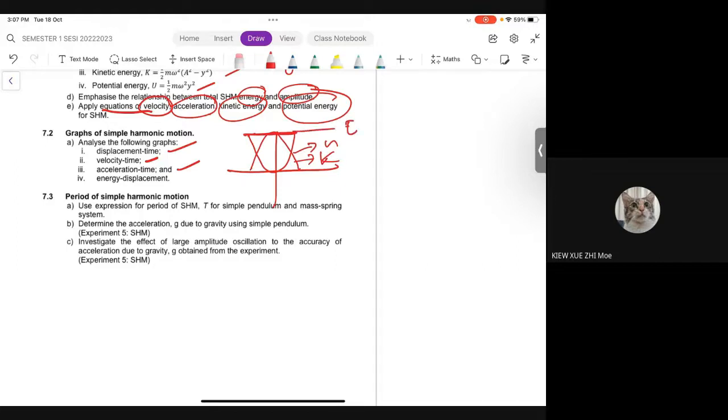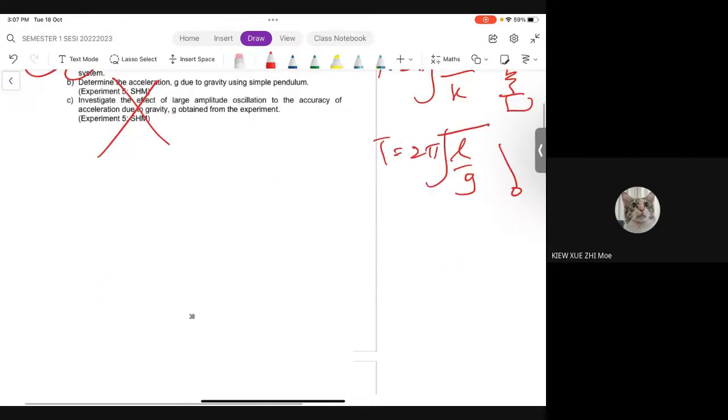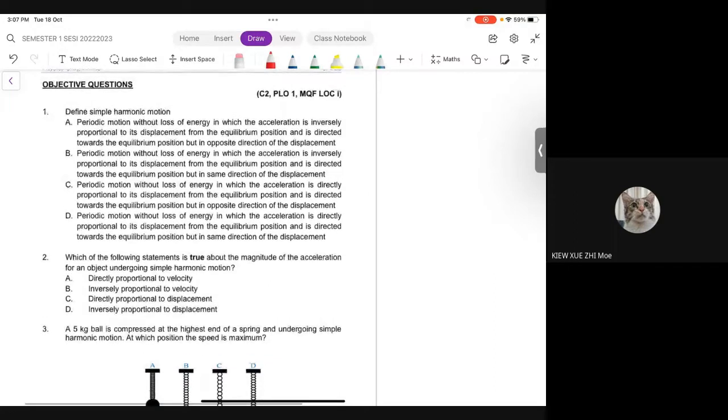The next one adalah use period. So kita ada dua formula period, iaitu mass-spring and also pendulum. Okay, when to use the mass-spring formula? When the question is about spring. When to use the pendulum formula? When the question is about pendulum. So for B and C tak ada lah, because that one is an experiment. Okay, saya terus masuk soalan tutorial. Hari ni buat tutorial. Habiskan.